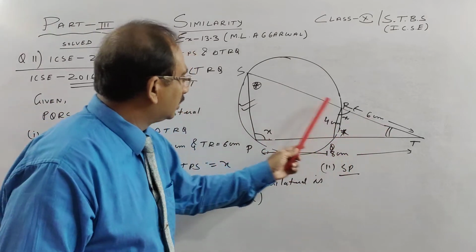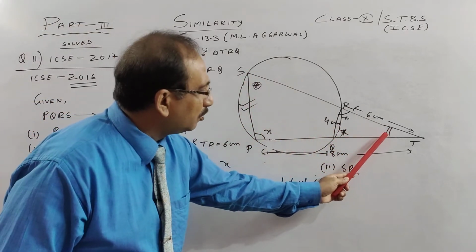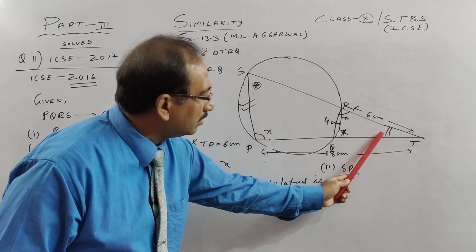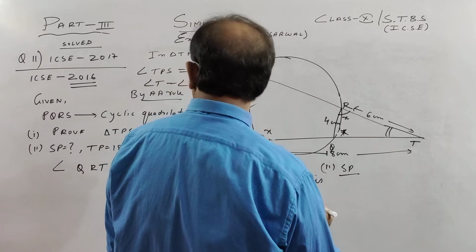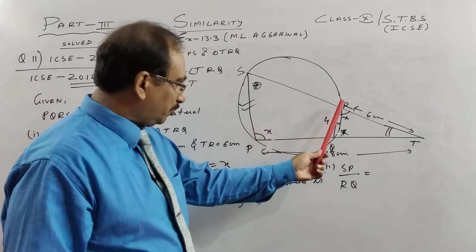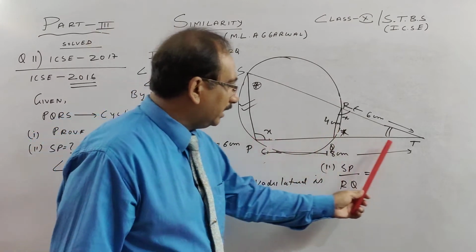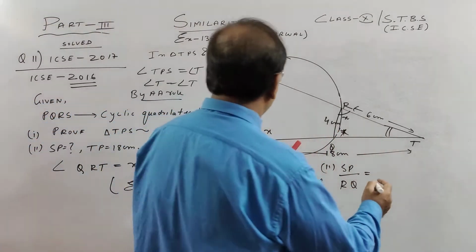So in the big triangle, SP is opposite to this angle. So this is proportional to the small triangle. In the small triangle, this angle is also equal. So in the small triangle, this is equal to what we call in books RQ. So this side is proportional to this side. Now see, this 18 is given in the big triangle, which is opposite to this third angle. So for the third angle, this is proportional.